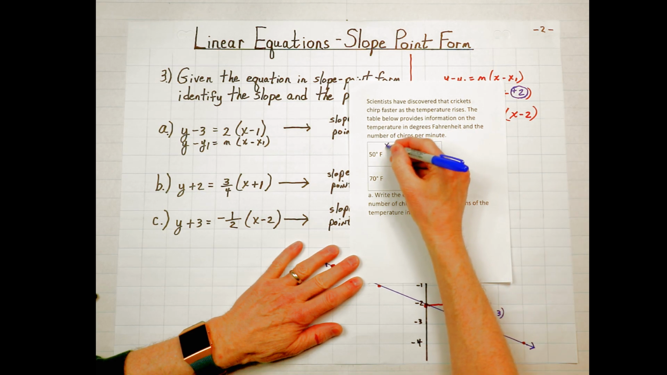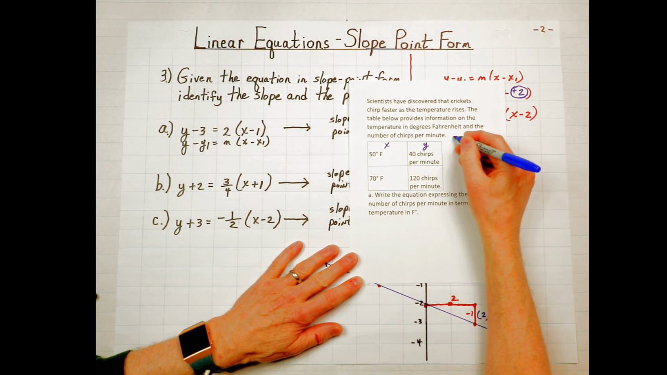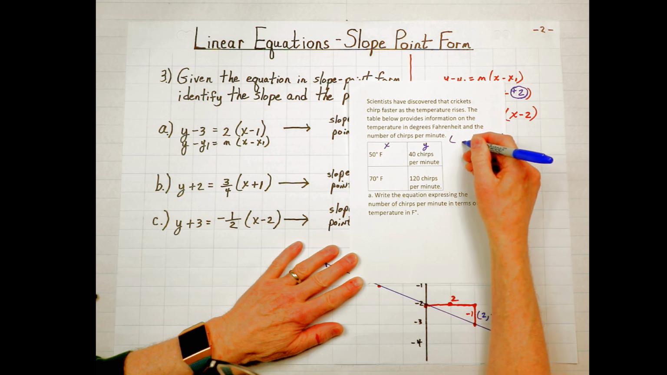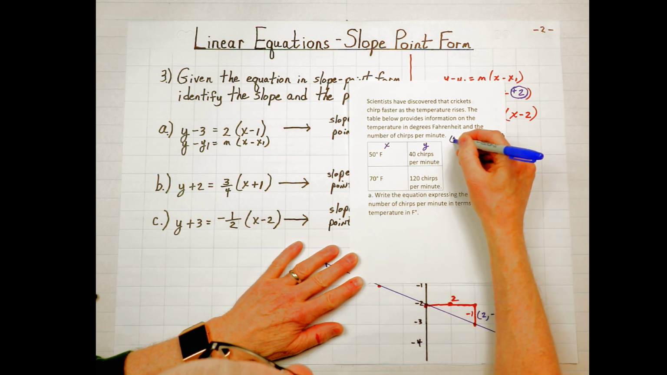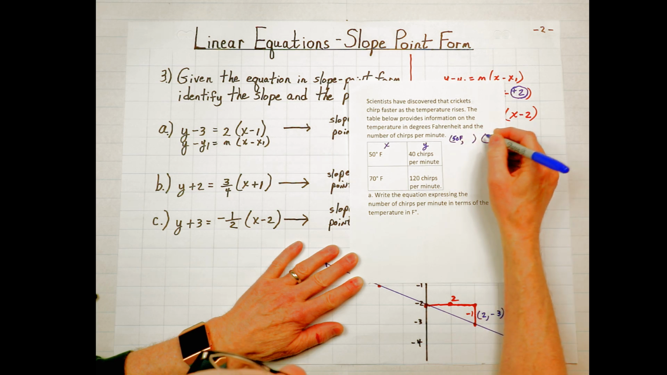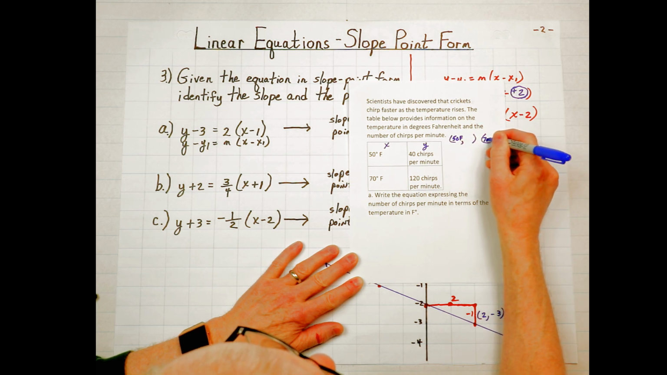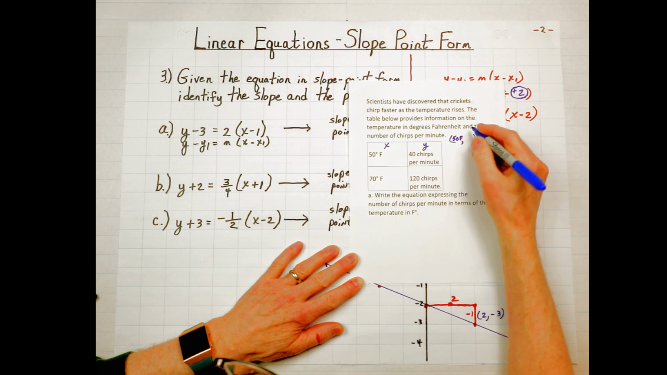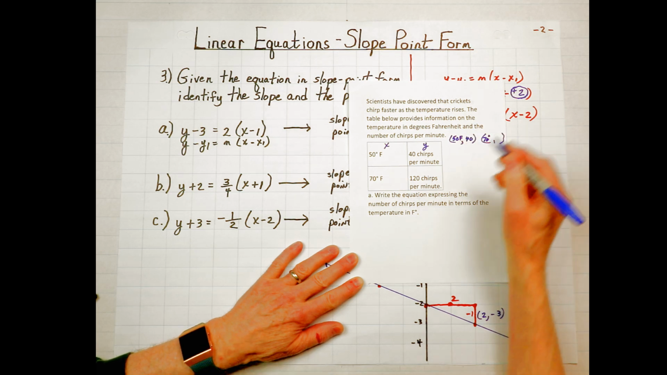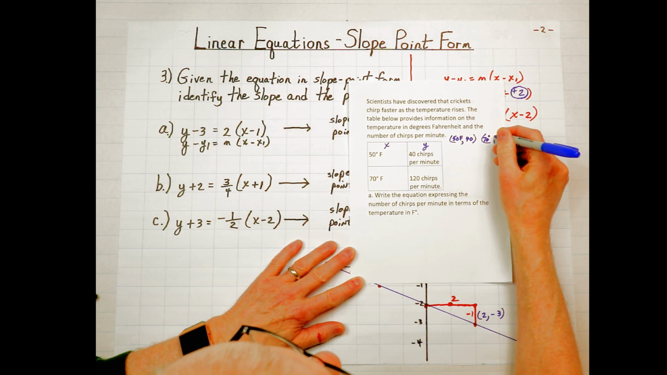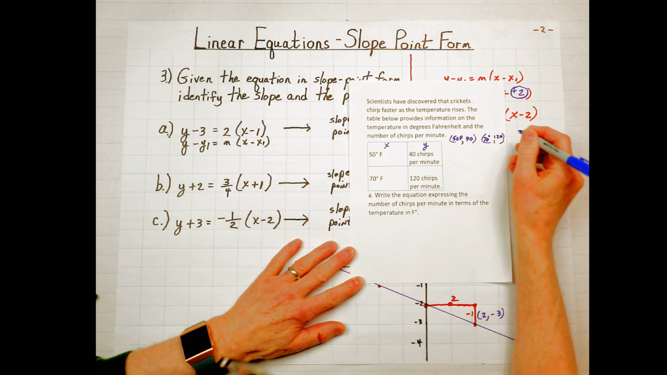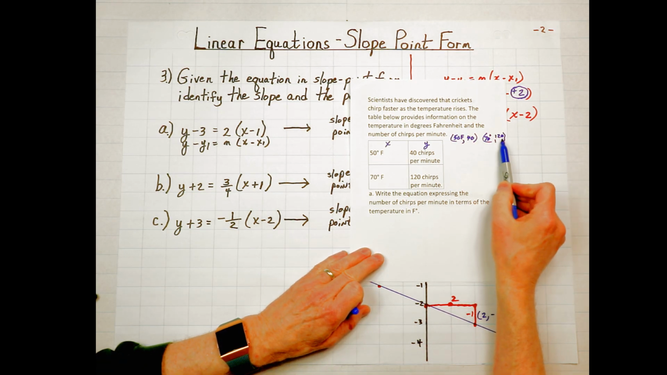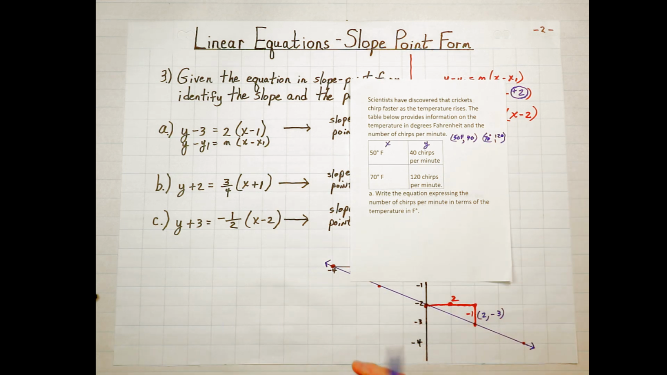Okay, so this will be x and this will be y. And let's get our ordered pairs here. If I can squeeze them in. So it's going to be 50 Fahrenheit and 70 Fahrenheit. So I'll just put 70 degrees here. And with 50 degrees Fahrenheit, we have 40 chirps per minute. And with 70 degrees Fahrenheit, we have 120 chirps per minute. So the crickets, you can see as the temperature goes up, they get more active. And that's the nature of insects.